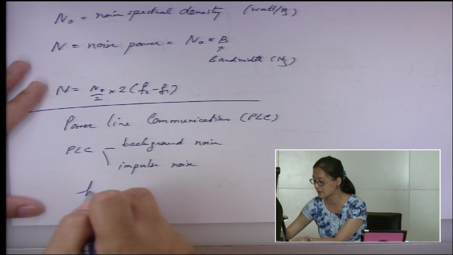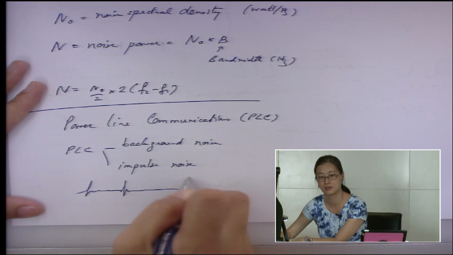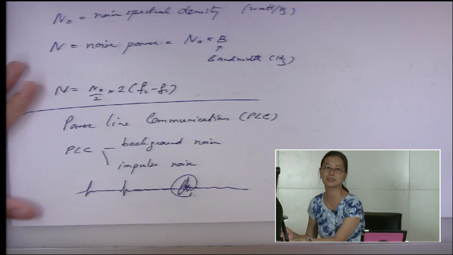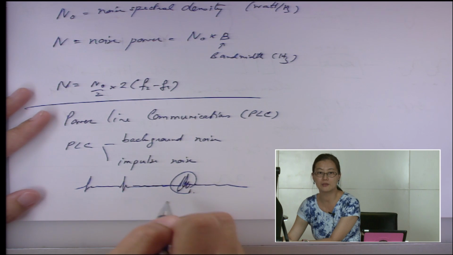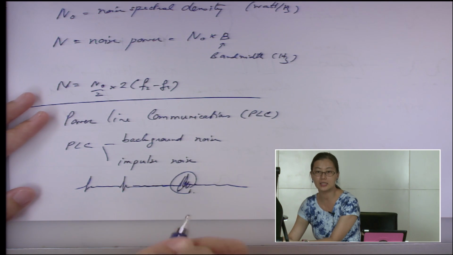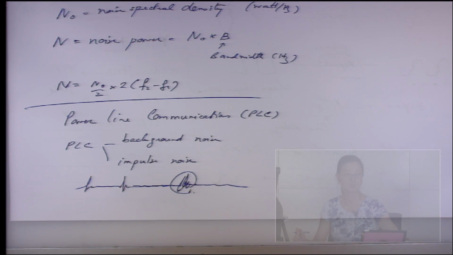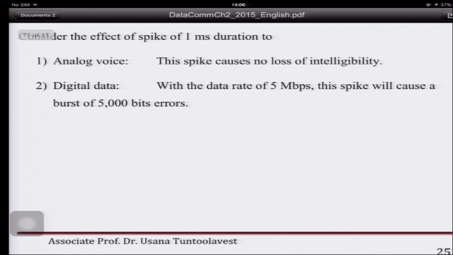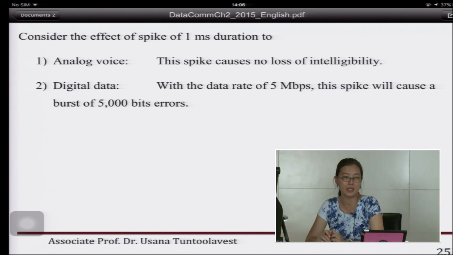So you have to solve how to deal with this. Actually, in my research, I have some coding methods, error correcting codes, to correct this. Now I said that for digital signals, impulse noise is the main cause of errors.